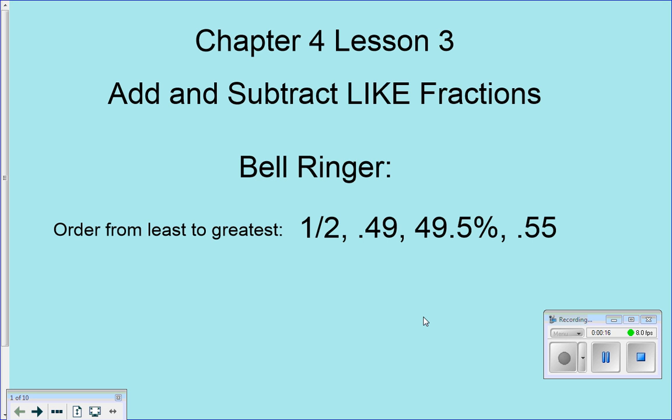But first, let's go over the bell ringer. We'll order these from least to greatest. That's what we did a few days ago already. Now, to order these from least to greatest, what would you do to make it simple for yourself? What would you do, Jacob? I would make them into decimals, yeah, because there's already 2 in there that are decimals, right? And that percent, how do you change that to a decimal again? Even though it's got a decimal in it, I have to get rid of that percent sign.